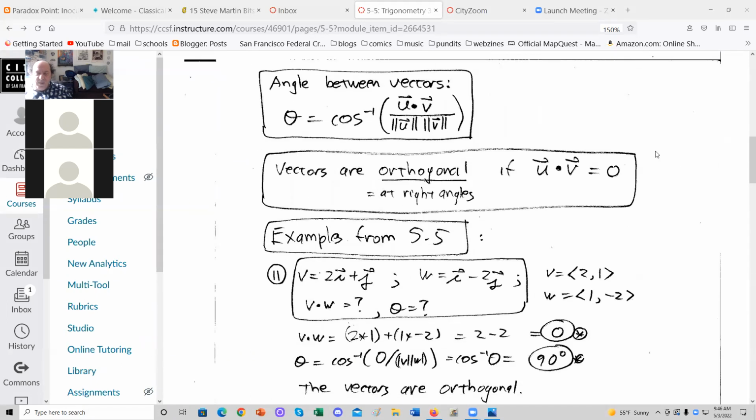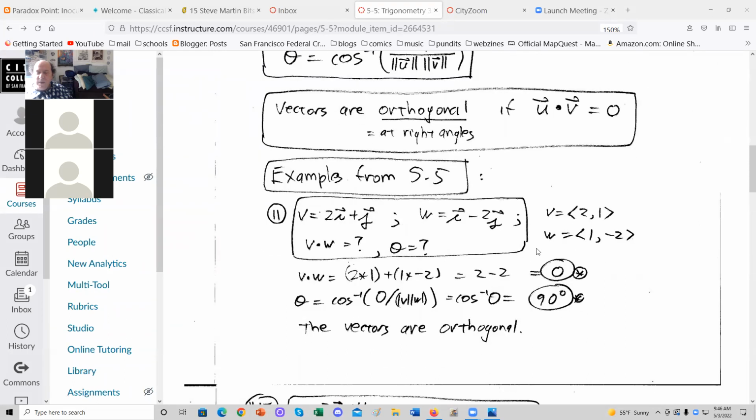Okay, so we do some examples. Here's one vector, 2i plus j, in other words, 2 by 1. Vector w is i minus 2j, in other words, 1 by negative 2. What's the dot product? What's the angle between them? Easy enough. The dot product is 2 times 1 plus 1 times negative 2. That's 2 minus 2, which is 0. And the angle between them is arc cosine of 0 over the product of lengths. That'll be arc cosine of 0, which is 90 degrees. They are at right angles. They're orthogonal.